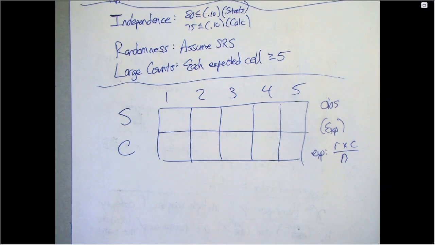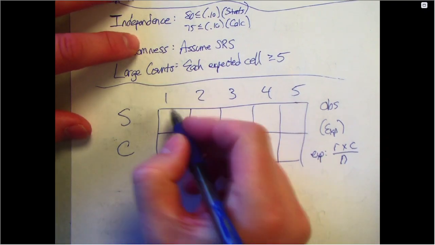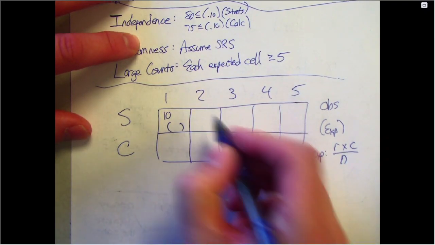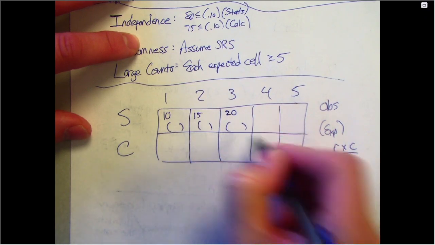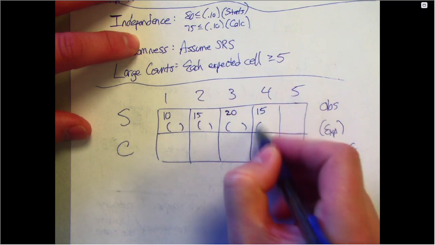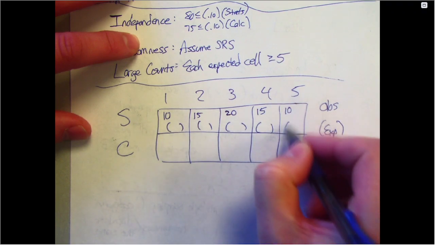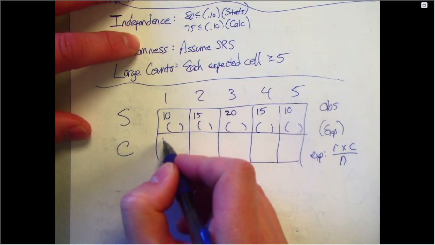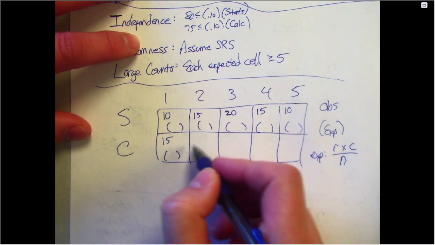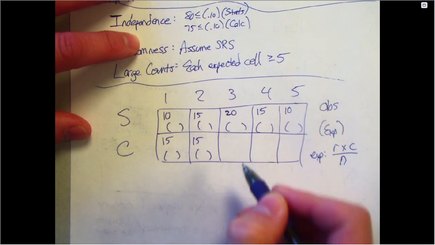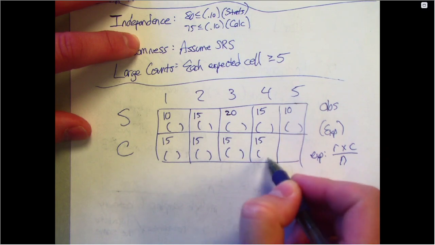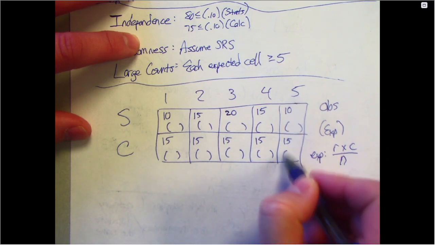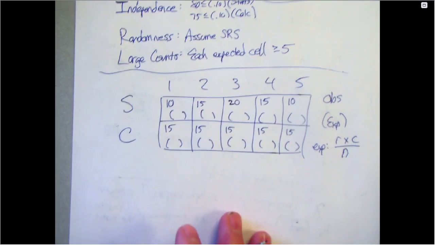Bless you. And then I'm going to put in the observed. Expected is like, if these were independent, what would we get? And then we see how far away from that we are to see if we are going to reject or not.